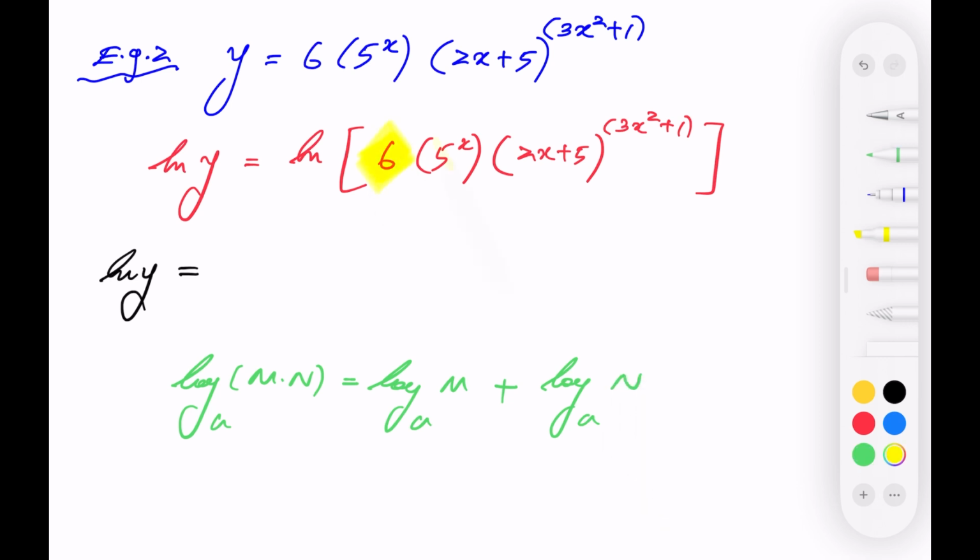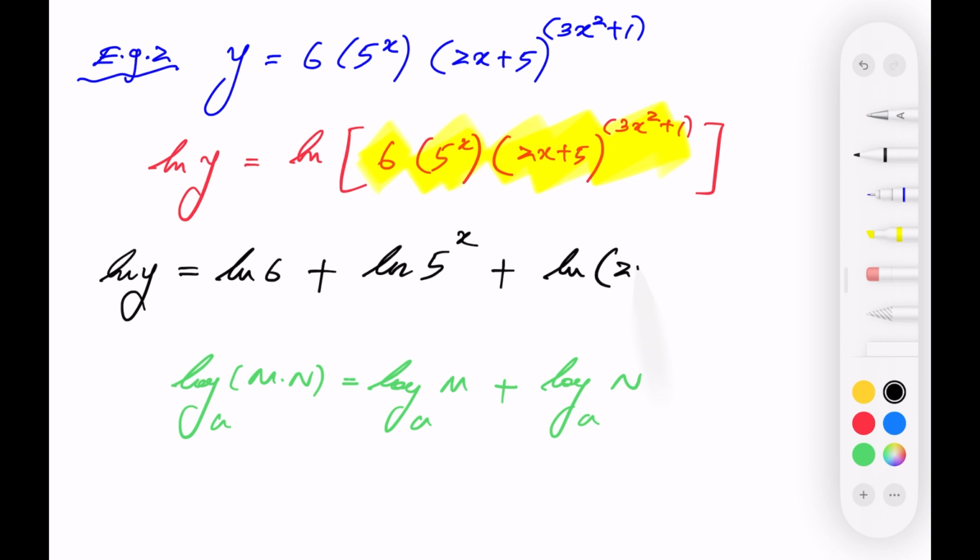We have a product of 3 functions. Therefore, we can write down the right hand side as logarithm based e, or in other words, just ln. The first function is 6, plus the next function is ln 5 raised to the x. The third function is ln 2x plus 5 raised to the 3x squared plus 1.